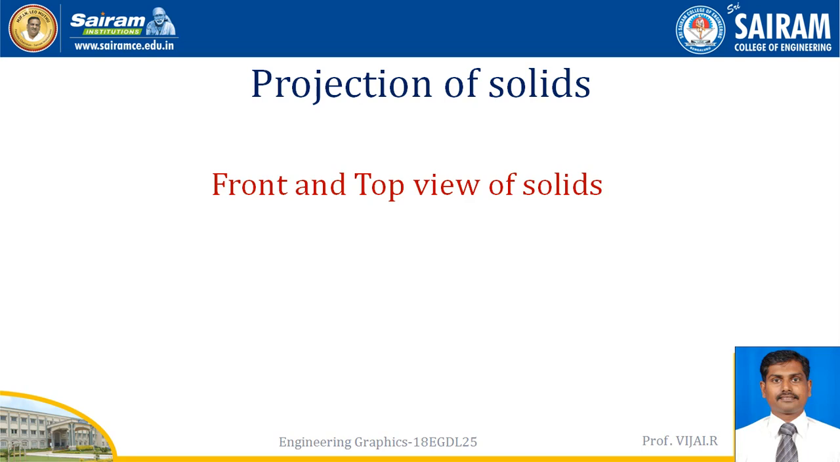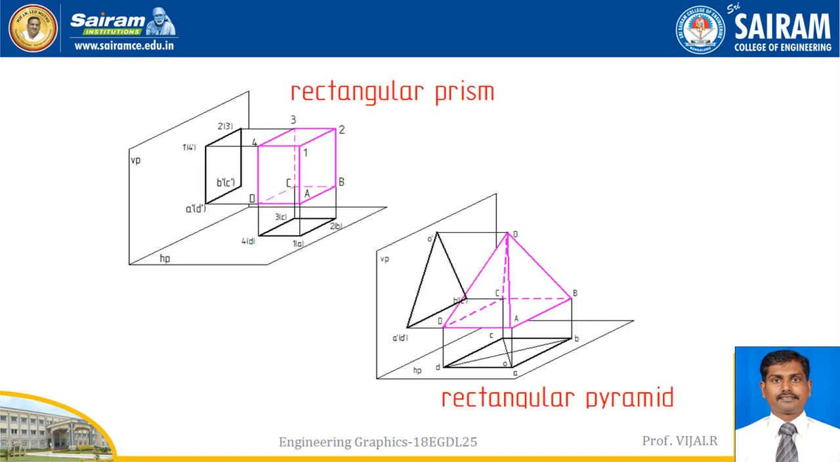Okay, we have seen prisms, pyramids and solids of revolution. That is cone and cylinders and sphere. Now let me see how the front and the top view of the solids will appear when we are keeping the solids in a particular plane. Okay, we know the horizontal plane and vertical plane. In the first quadrant, the object will be kept in between the horizontal plane and vertical plane, that is in front of the vertical plane and above the horizontal plane.